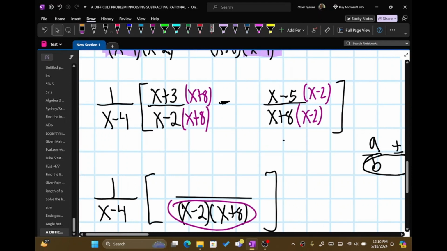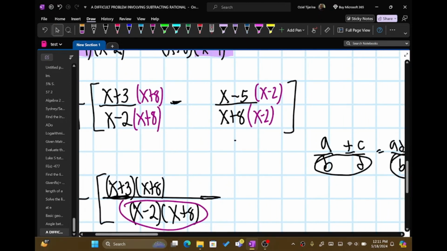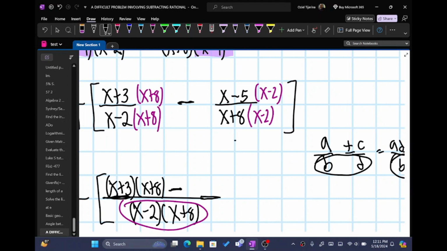I know it's a lot of explanation, guys, but I really want to make sure, because this is very difficult to understand. So now that that's out of the way, let's go ahead and finish this off. So we have x plus 3 times x plus 8. Now here's the thing with the minus, okay, guys? The subtraction symbol is going to distribute, because in reality, this expression is one on its own.